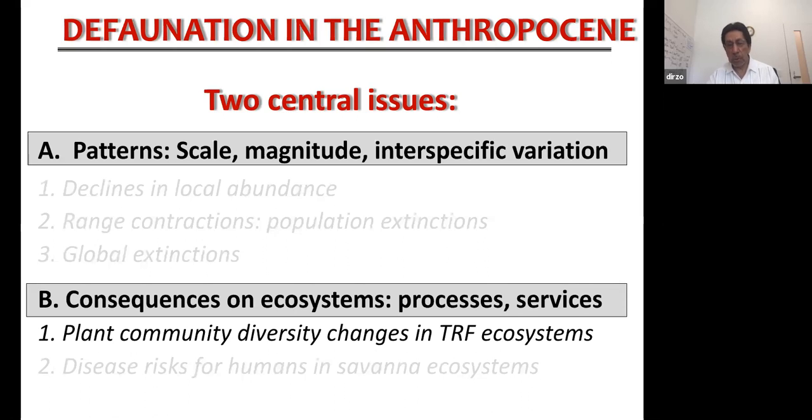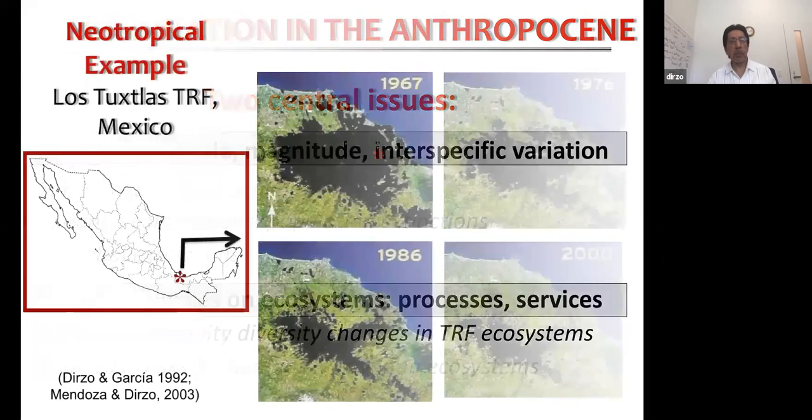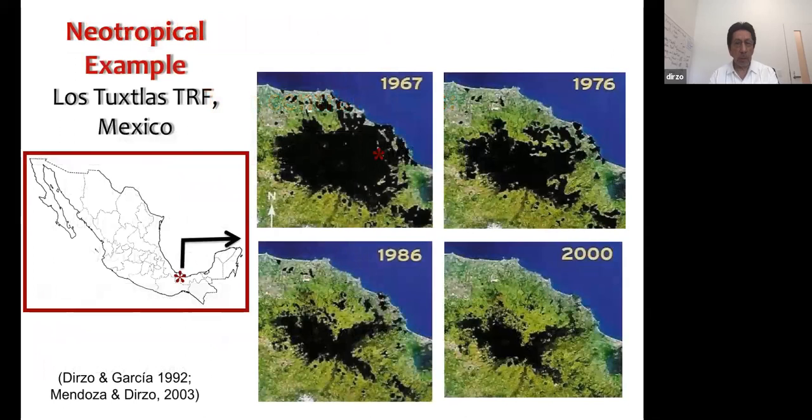So I'm going to use two examples. The first one has to do with changes in the community of plants as a result of deformation in neotropical ecosystems. Here's the location of the study that I want to discuss with you now. My neotropical example is in this area of Southeast Mexico that goes by the Aztec name of Los Tuxtlas.